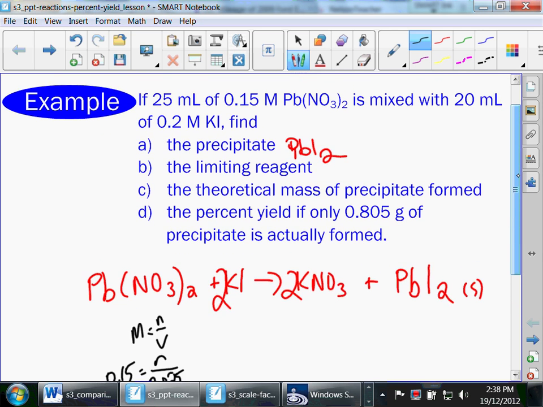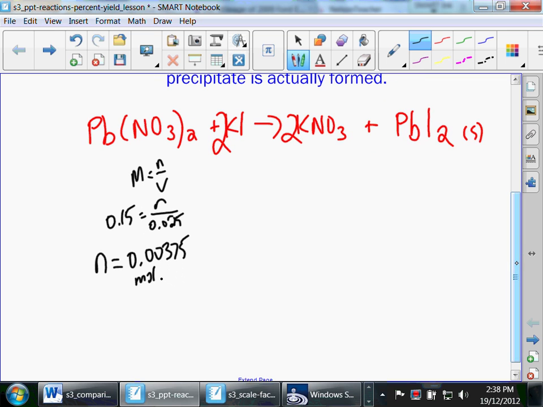Now we do have to do the same thing for the potassium iodide. For potassium iodide, it's 20 mL of 0.2 molar. So it's the same thing. This is 0.2, and this is 0.02. So when we multiply, it'll be 0.2 of that, so it'd be 3 decimal places. So 0.004 moles of potassium iodide.